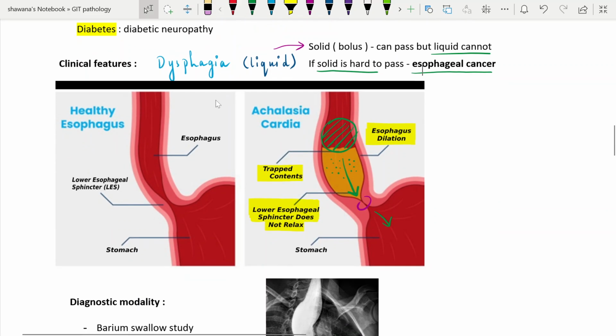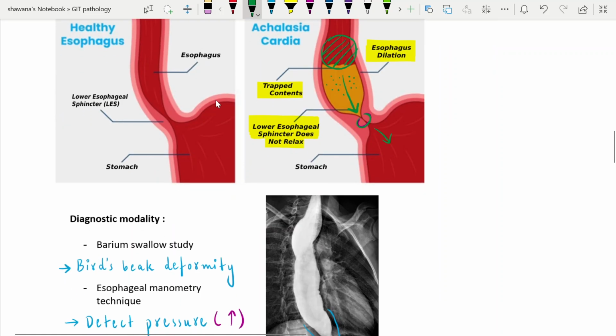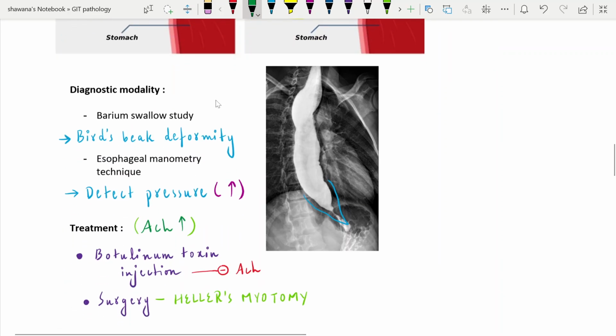You can compare the healthy and achalasia cardia esophagus, that there is a stenosis in the lower esophageal sphincter, and this sphincter cannot relax and the contents cannot be moved forward. Talking about diagnostic modalities, there is the barium swallow study.